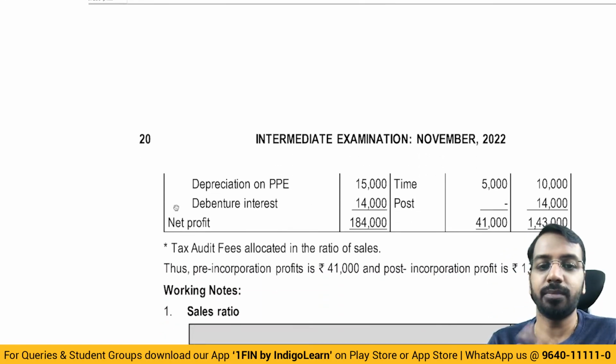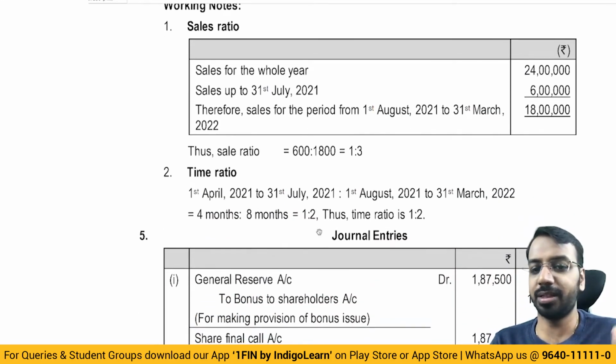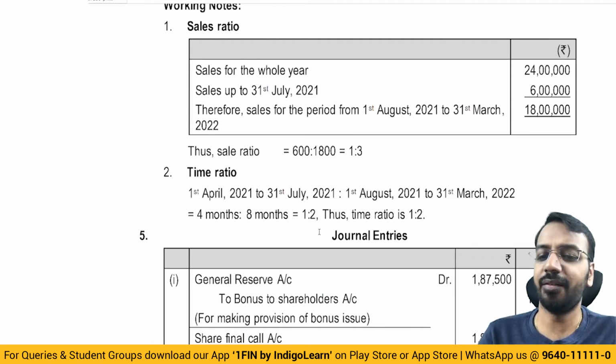Then depreciation, time, debenture interest, post. Then you can allocate the, we calculated this directly, so again very simple.